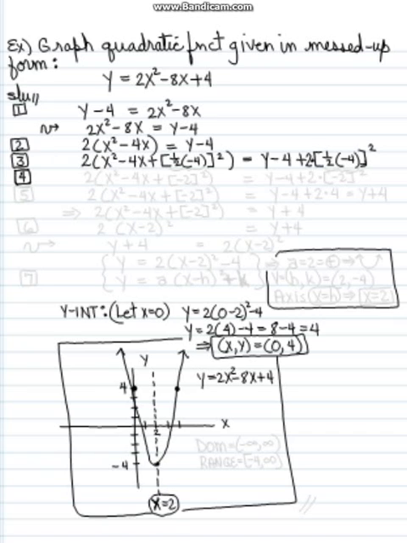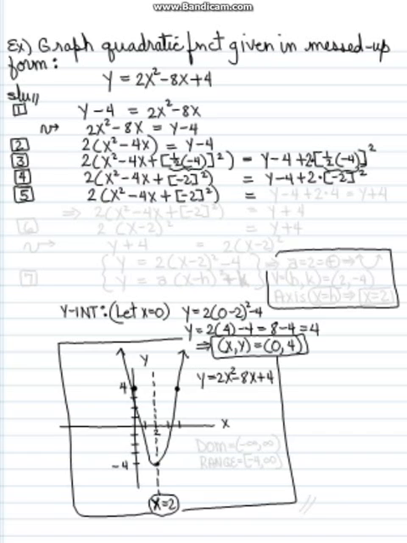Step 4, we are going to simplify inside brackets only. 2 parenthesis x squared minus 4x plus bracket negative 2 squared equals y minus 4 plus 2 parenthesis negative 2 squared. Okay, that was just simplifying inside the brackets. Next, we're going to factor the left side. And to do that, actually, we're going to clean up the right side. Just bring the left side down.